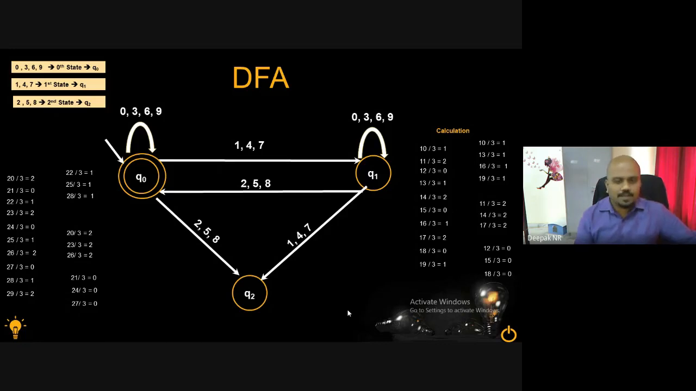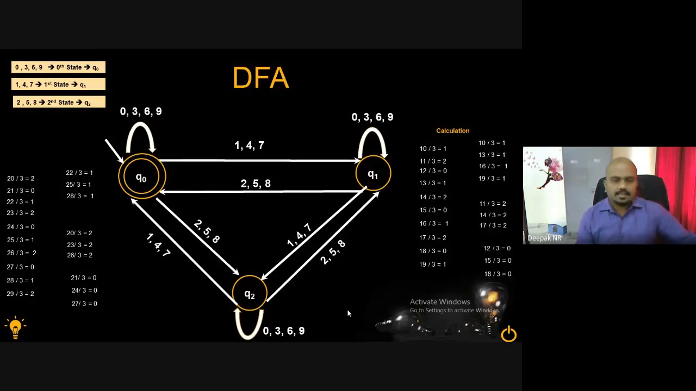Perfect. So let me have a look. Yes guys, the transition 258 I send to a state called 1, meant to say it's Q1. A transition 0369 I'm sending to a state called 2, which is Q2. And next, a transition 147 I'm sending to a state called Q0, and that's it.